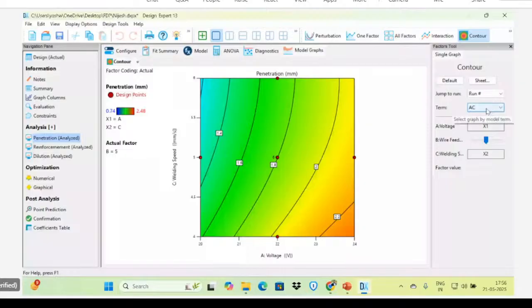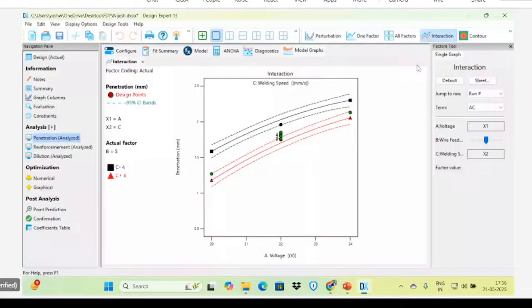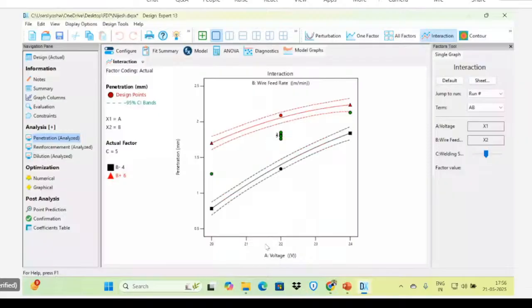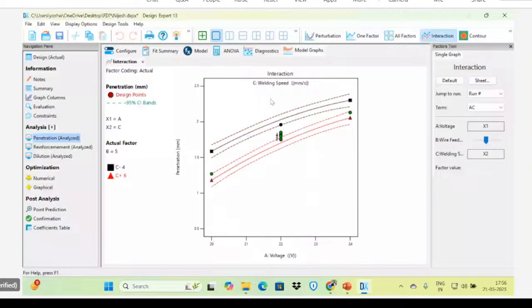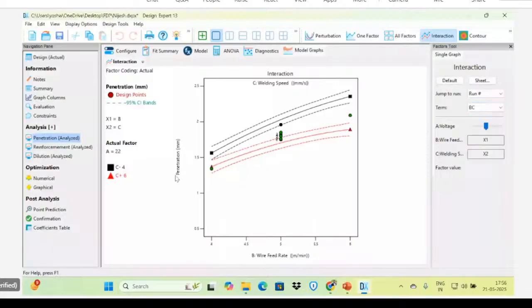And then one more important graph is the interaction plot. We can get the interaction of voltage and penetration, keeping the welding speed constant. And this is the wire feed rate and penetration combination, keeping the welding speed constant. So this interaction we can get.